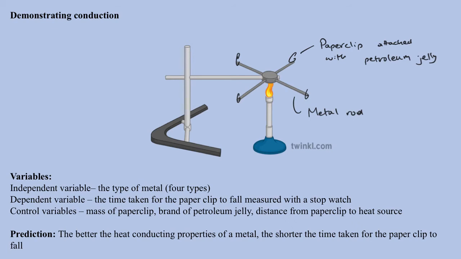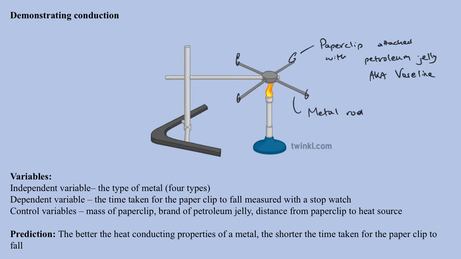Okay, so literally just a small piece of metal, and I'm going to stick that on the end with petroleum jelly. Petroleum jelly is also known as Vaseline. Okay, so Vaseline, petroleum jelly, and I've stuck a paper clip on the end. These are my paper clips. I know it's not the best drawing, but those are my paper clips.